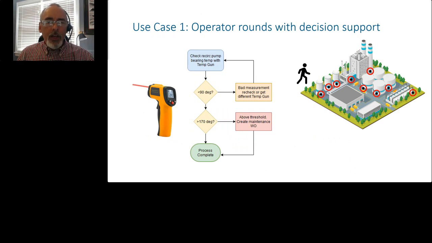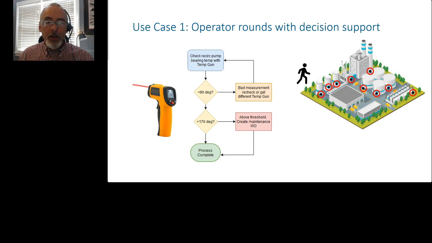So let's drill into use cases. The first use case is operator rounds with decision support. But what do we mean by decision support in this case? Well, many plants have operations and maintenance staff doing rounds with clipboards. Even if the paper form that they're filling out has expected ranges, it can be easy to overlook that, and often there's no guidance on what to do if a value is outside of one of those ranges, and for sure there's no mechanism for enforcing that.